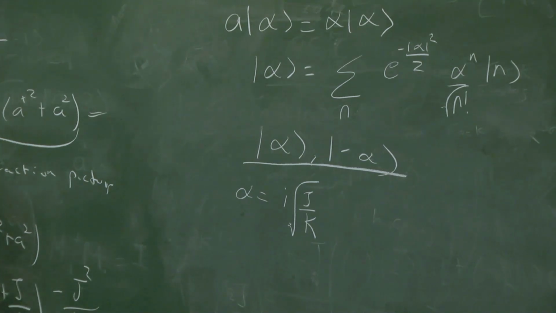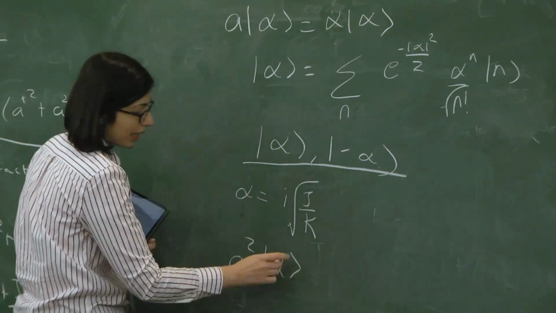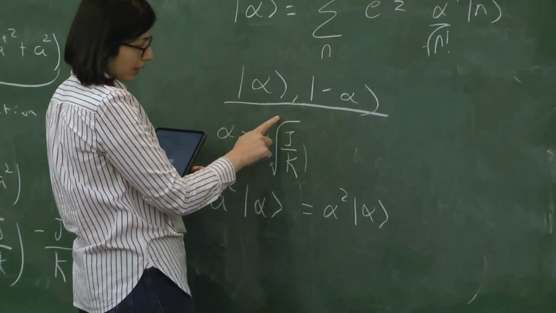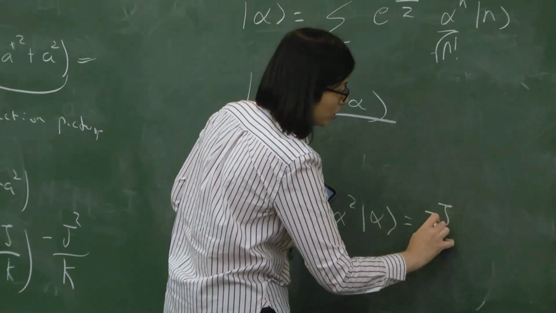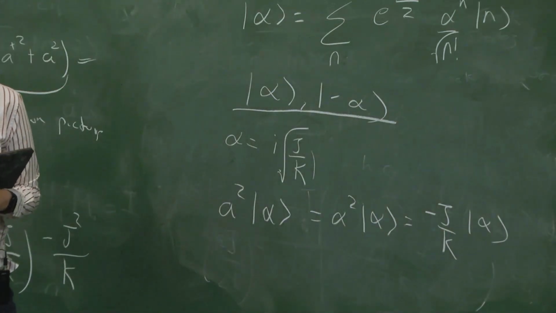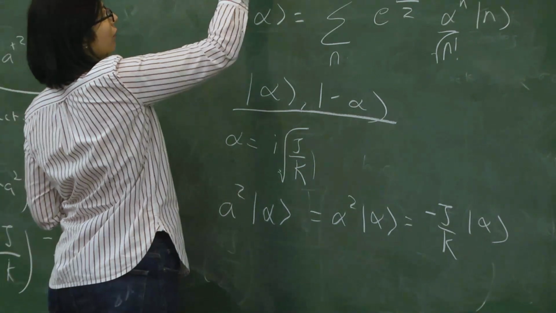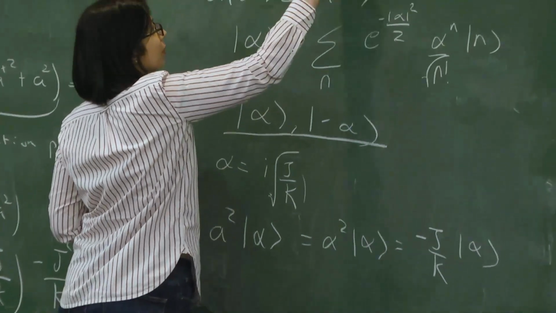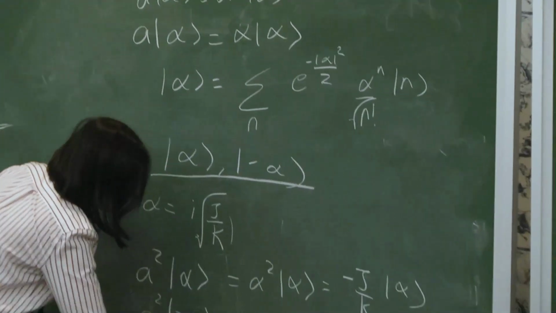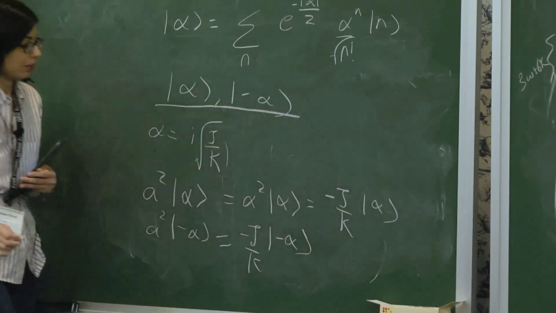then you see what a square acting on alpha does. A square acting on alpha is just alpha square times alpha, and this square is minus j over k, so it gives minus j over k alpha. Similarly, a square acting on minus alpha will also give you minus j over k minus alpha.